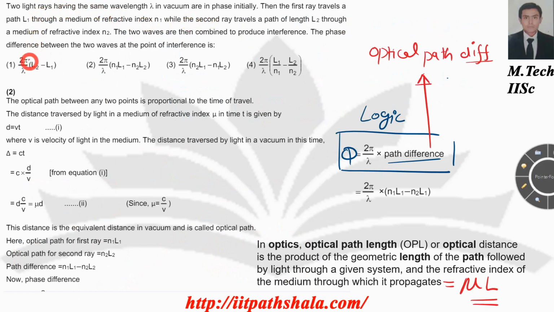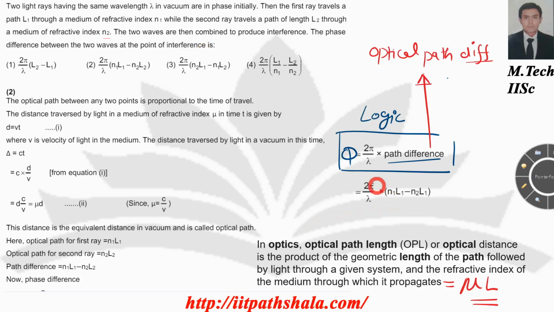Now let us do the following question. Two light rays having the same wavelength lambda in vacuum are in phase initially. Then the first ray travels a path L1 through a medium of refractive index N1, while the second ray travels a path L2 through a medium of refractive index N2. The two waves are combined to produce interference. You have to find out the phase difference between the two waves at the point of interference. Now let me tell you one thing.